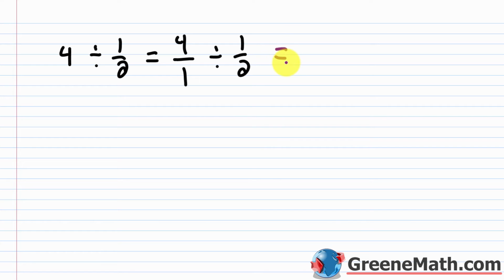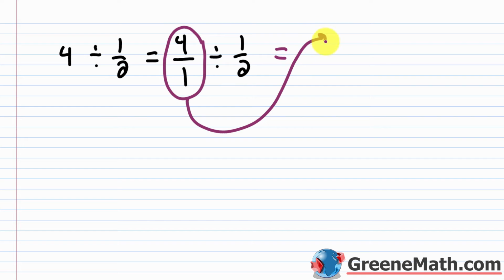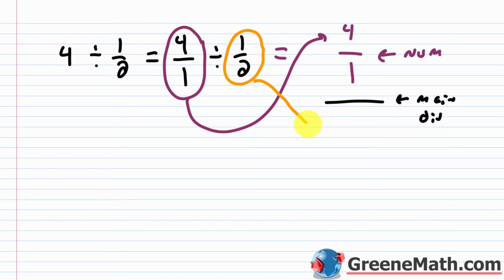So basically, all I'm going to do is take this part right here, which is the dividend, and bring that up here into the numerator of the complex fraction. So this is 4 over 1. This right here is the numerator. And then I'm going to have my fraction bar. This is the fraction bar for the complex fraction. You could think about it as the main division. And then down here, I'm going to grab my divisor, and that's going to become my denominator for the complex fraction. So this is 1/2, and this right here would be your denominator.